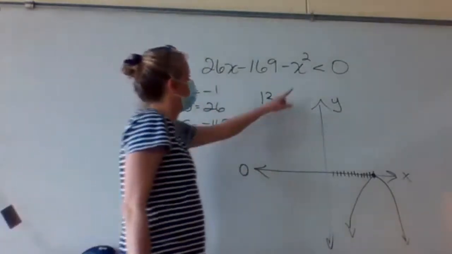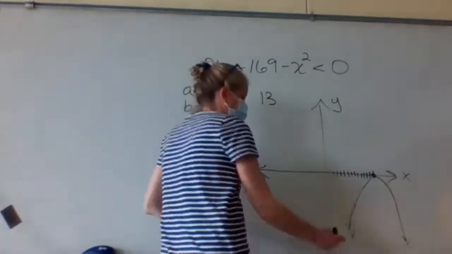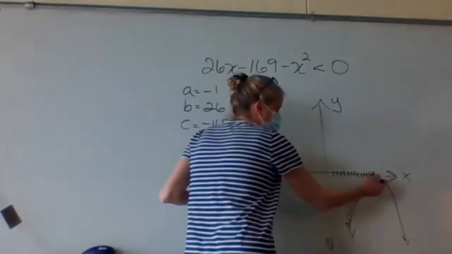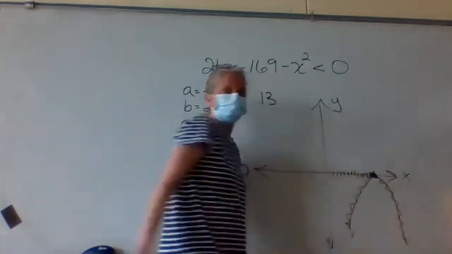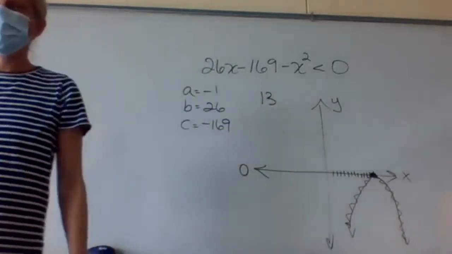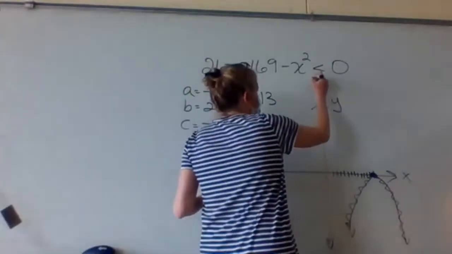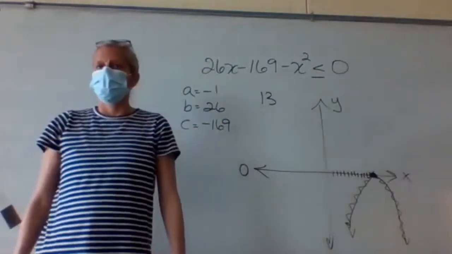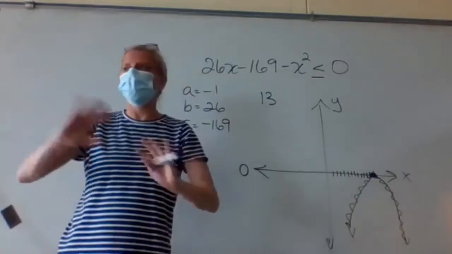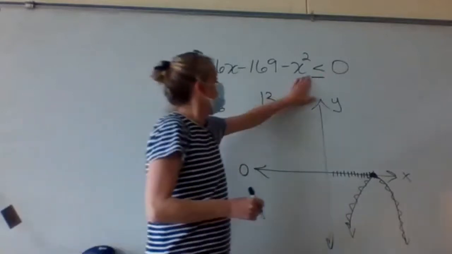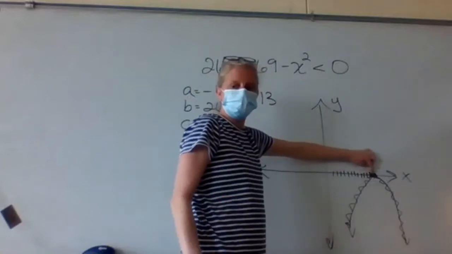So let's see. What does it want to know? Where is it less than, below the x-axis? It's below it everywhere except that one point. If this had the "or equal to," it would be below or equal to it from negative infinity to positive infinity, the whole thing. But since it doesn't have that, it's below it everywhere except this one point.